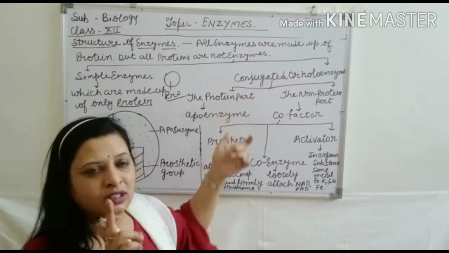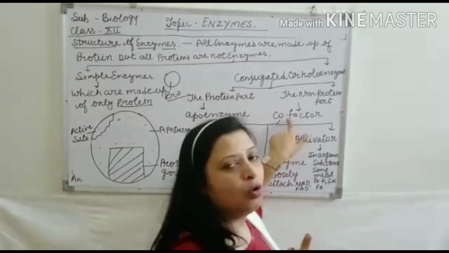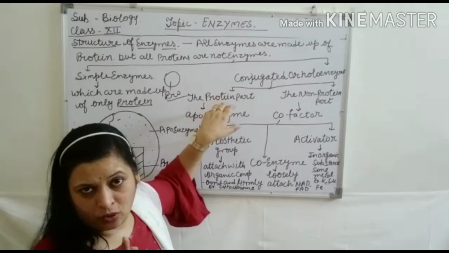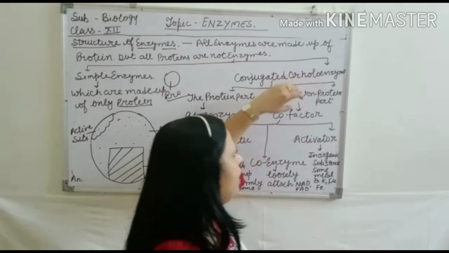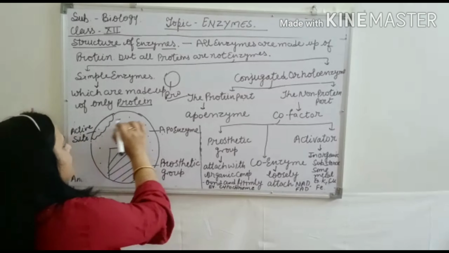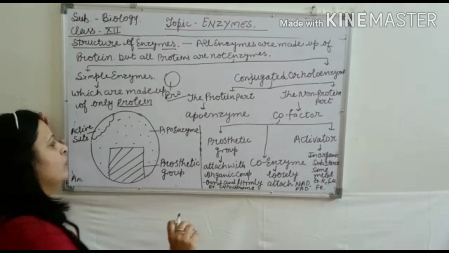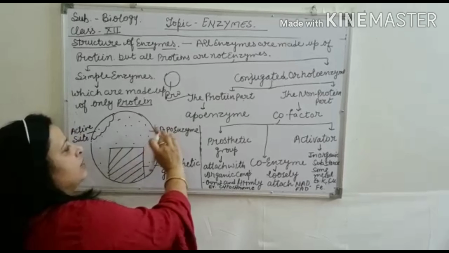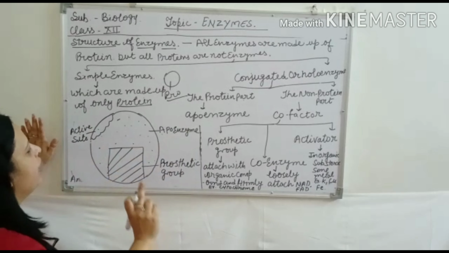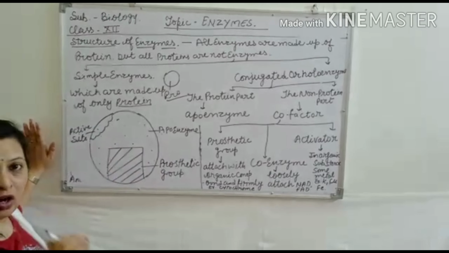The protein part we call apoenzyme and the non-protein part is called cofactor. Let's see the diagram. As you see in this diagram, a conjugated enzyme has two parts. The upper part is called apoenzyme and the second part is the non-protein part, which we call cofactor.